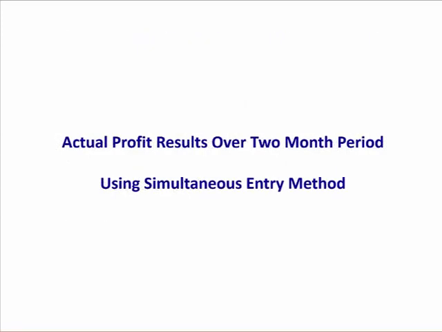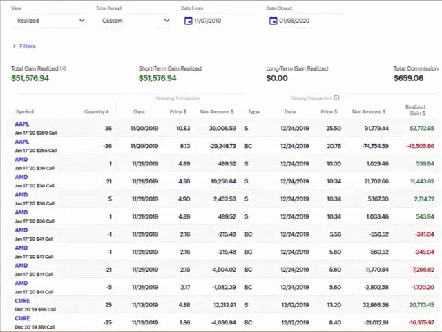Now, what I did is I took a snapshot today of one of my brokerage accounts, and I looked at my profit results over the last 2 months using the simultaneous entry method for debit spreads. So in these examples, I bought and sold the call simultaneously. So these are a listing of the trades.